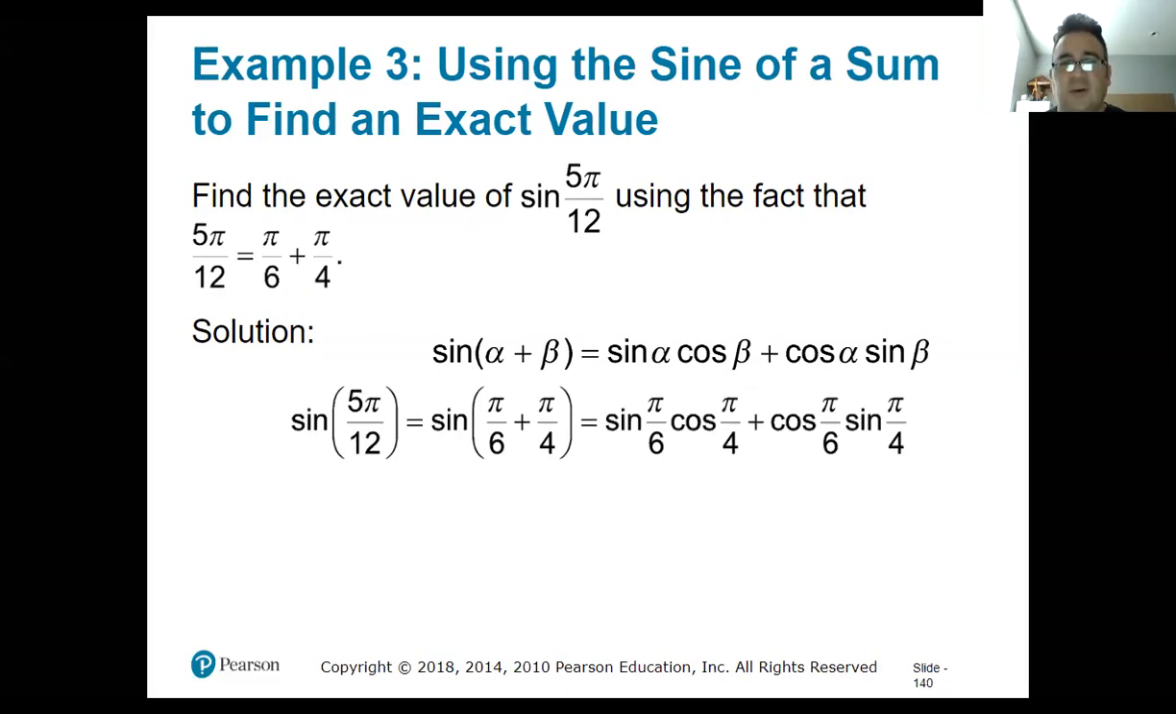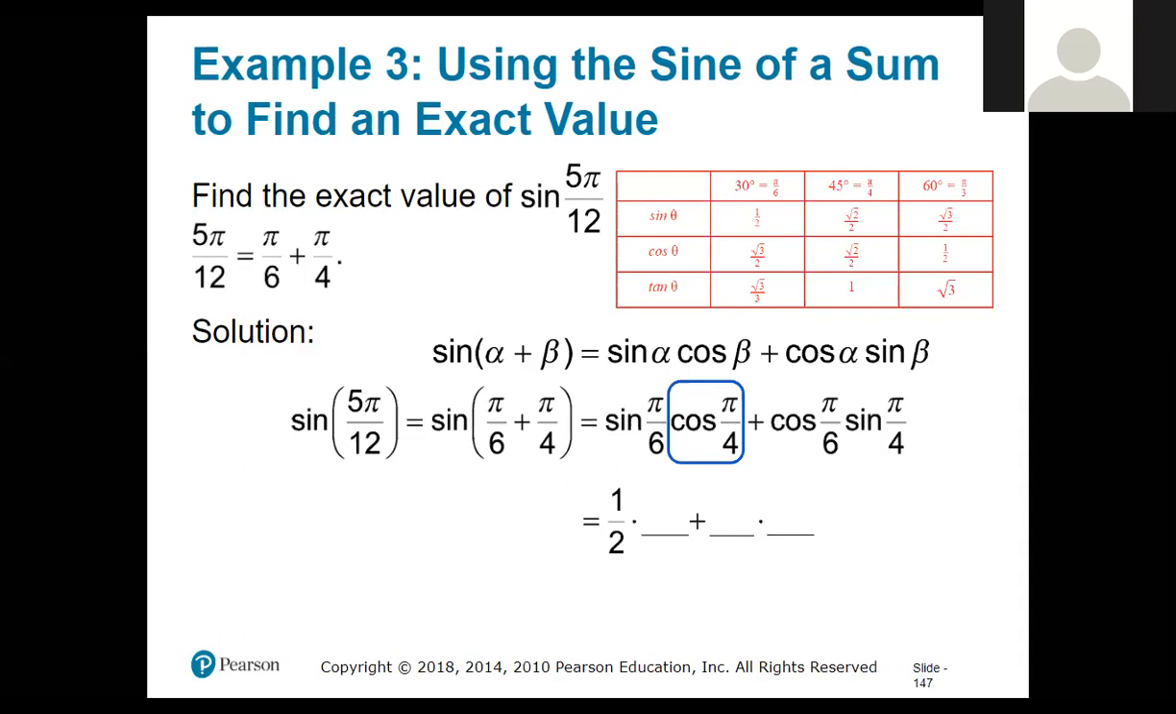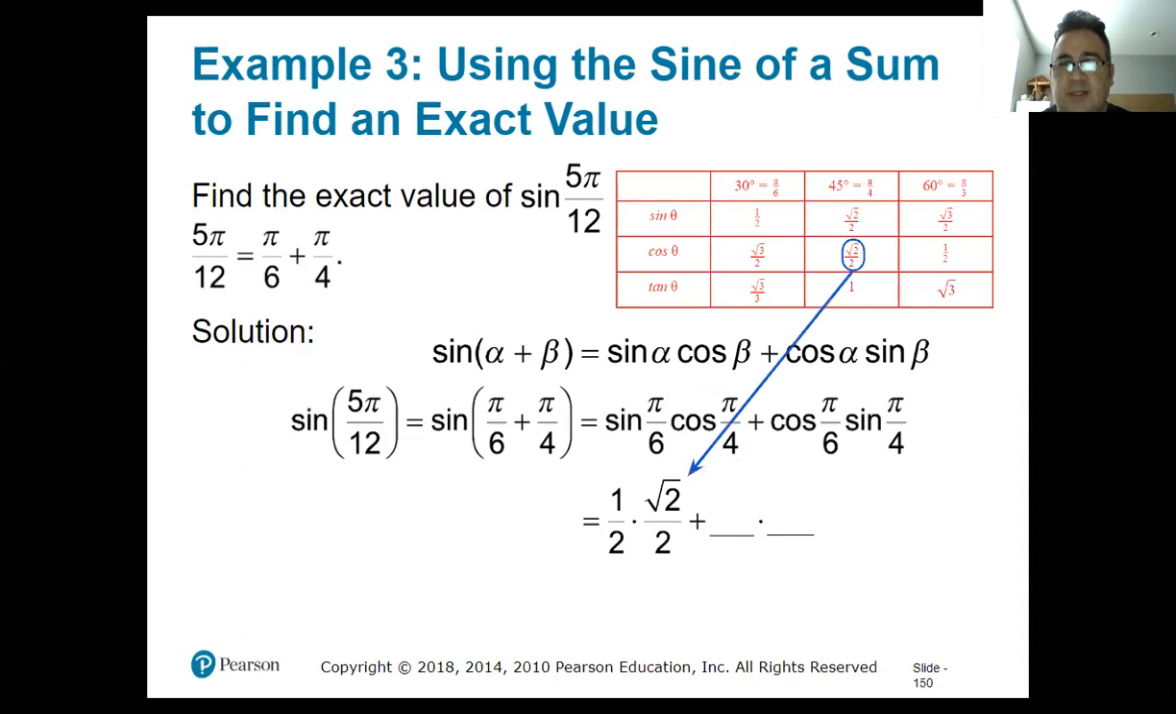All right. And now I need to figure out what these are, whether you're using the table or the unit circle. I'll put the table up here. Sine of pi over 6 is 1/2, so I replace that. I do the same thing with the other ones. Cosine of pi over 4 is square root of 2 over 2, so I replace that.